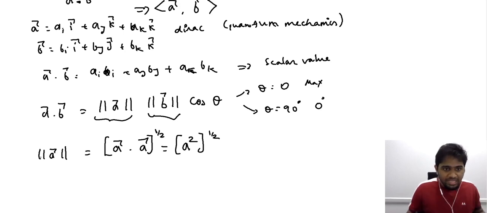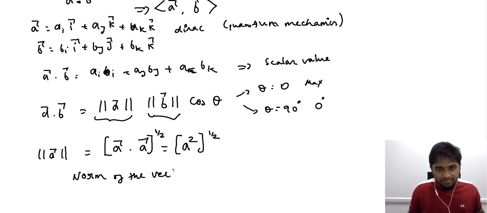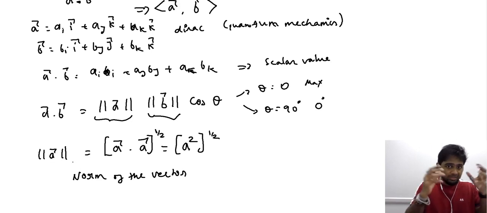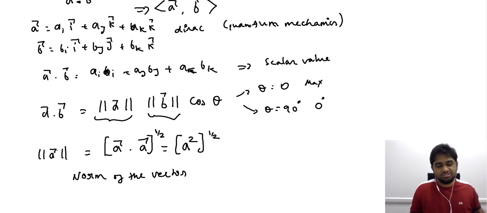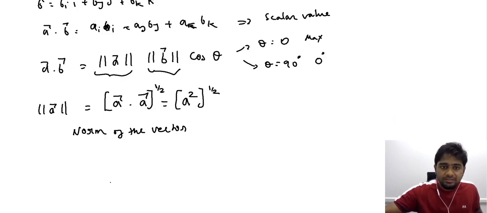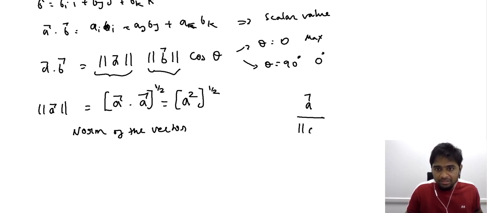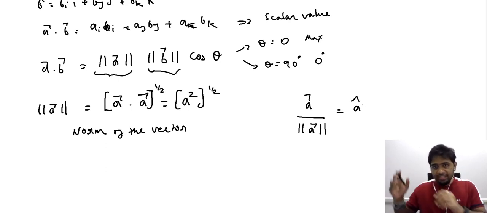And this representation, this magnitude of the vector, is referred to as the norm of the vector. Even though it represents the magnitude of a vector, the way we describe it is as the norm of the vector. Now, when you consider the ratio of a vector and the norm of the vector, what you end up having is a unit vector that is pointing along the a direction.